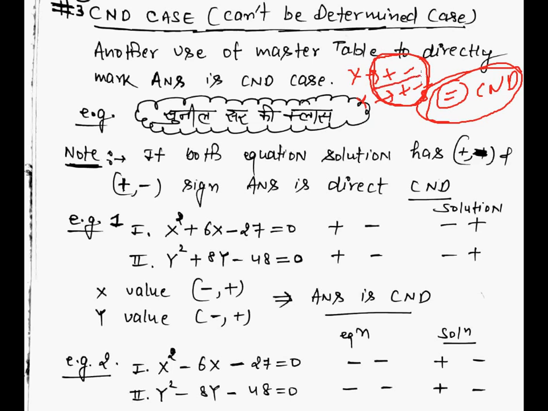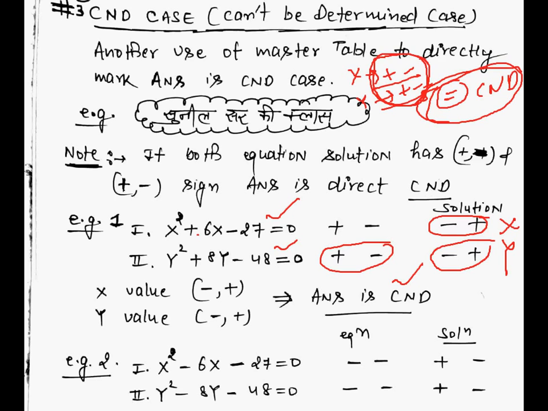X factors are plus and minus, y are plus and minus. See this example. This is the first equation and this is the second. The signs of b and c are plus and minus, so the solution will have values minus and plus. The x value is minus plus. In the second equation also, it is plus minus, and the solution is again minus plus. The y value is minus plus. This means this is the case of C and D. We don't need to find the values of x and y; just by seeing the signs of the values, we can say it's the case of C and D.